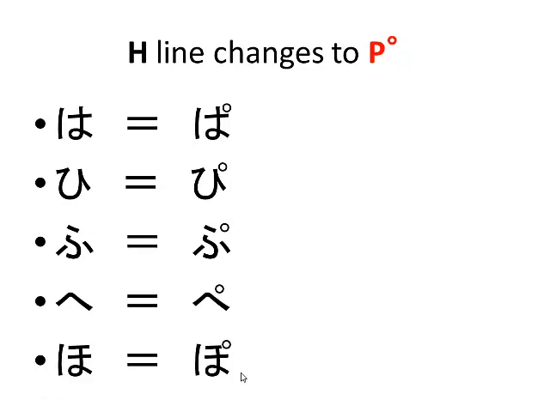H's, however, also do one extra thing. If you put a little circle with it, it becomes a P sound. So ha will become pa. Hi, pi. Fu, pu. He, pe. Ho, po. Pa, pi, pu, pe, po. What I'd like you to do is see if you can practice writing those now on the sheet that you've been provided for today.